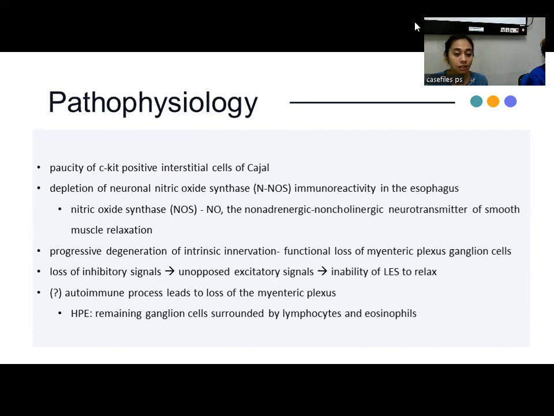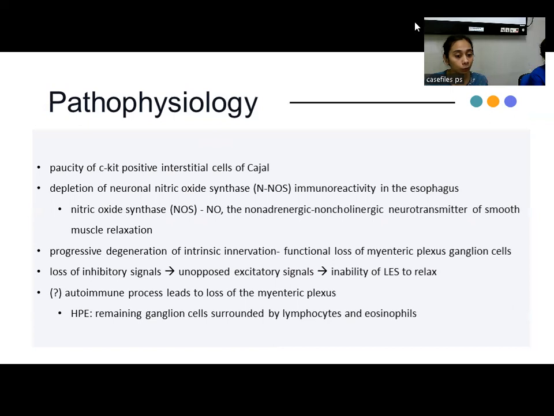The NO synthase is responsible for the synthesis of NO, nitric oxide, which is the non-adrenergic, non-cholinergic neurotransmitter, which helps in the smooth muscle relaxation of the receptive relaxation. There is progressive degeneration of intrinsic innervation, which eventually may lead to the functional loss of myenteric plexus ganglion cells. This essentially results in the loss of inhibitory signals, and because of which there is unopposed excitatory signals, which results in inability of the LES to relax.